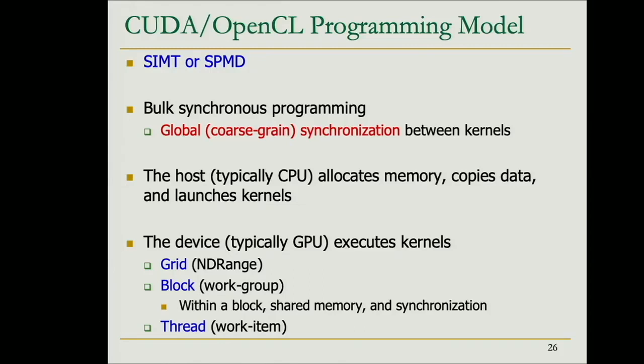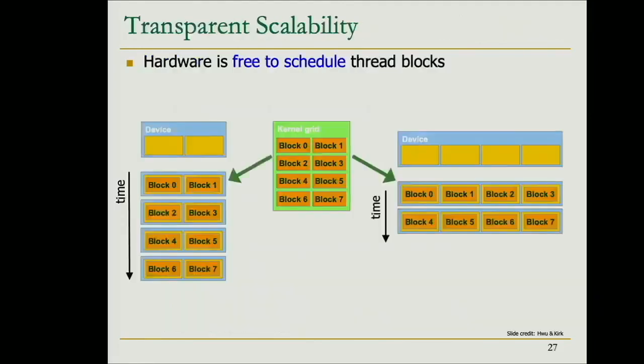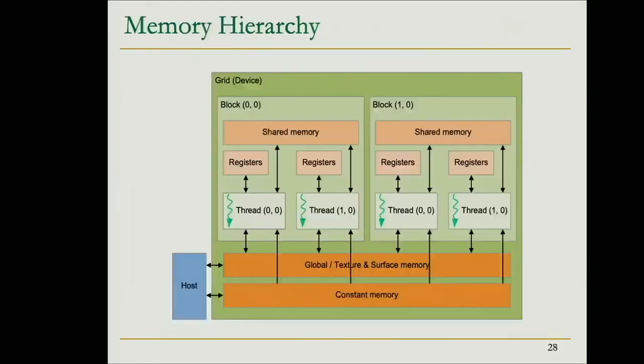Within a block, as you can see in the slide, these threads belonging to the same block can exchange or share data using an on-chip memory that is called shared memory, and they can also synchronize. So this is the local synchronization that I was talking about. And then, we have thread blocks or work items in the OpenCL model. Okay.